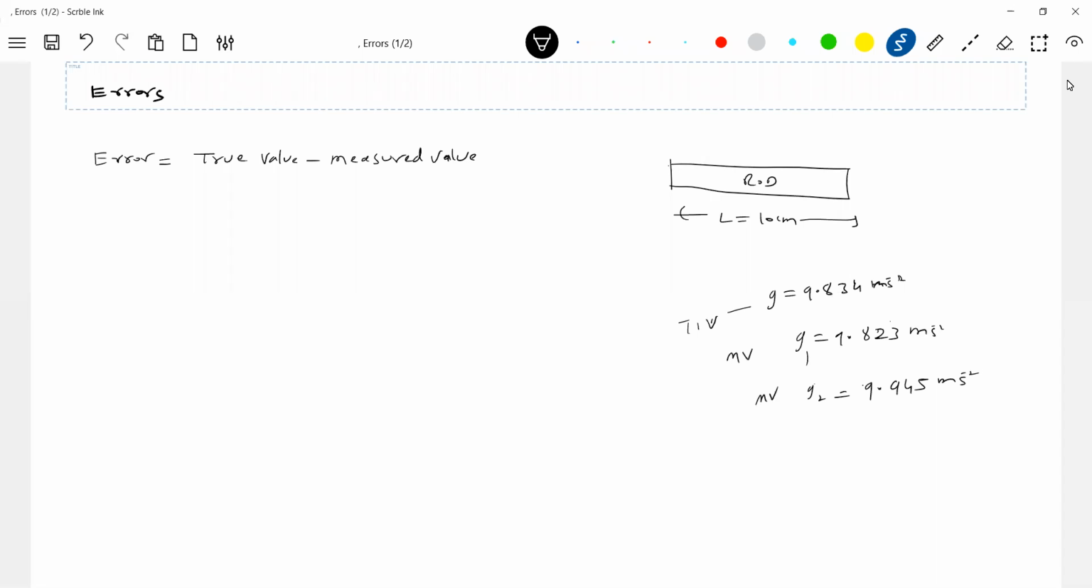Look at this measured value. This is less than the true value. Now, what about this one? This one is greater than the true value. So like this, there is a possibility that the measured value can be greater than the true value or less than the true value.